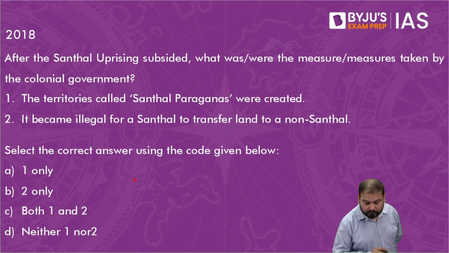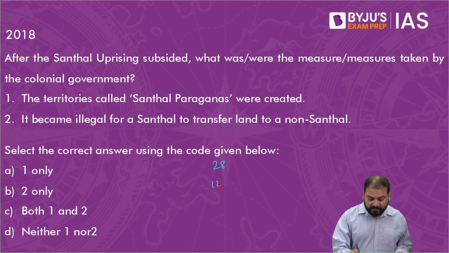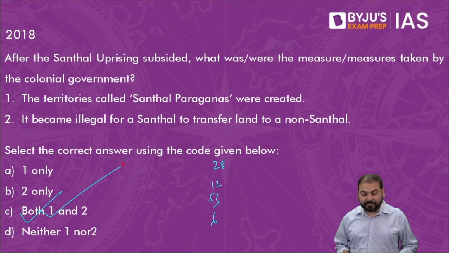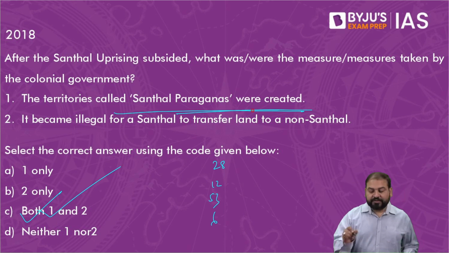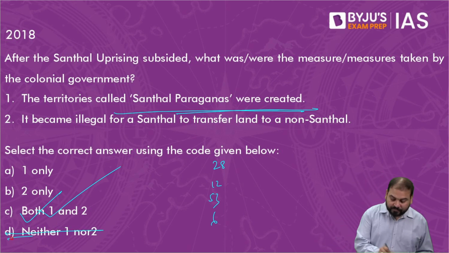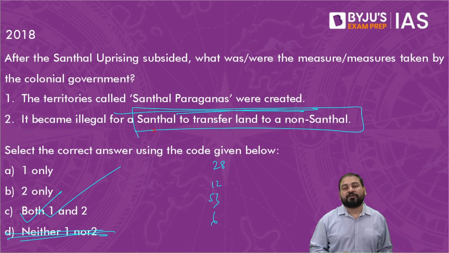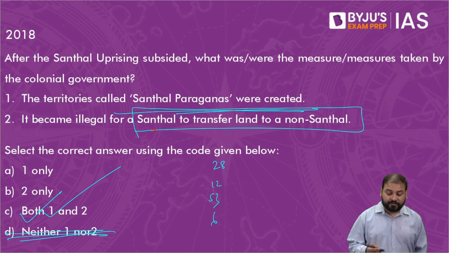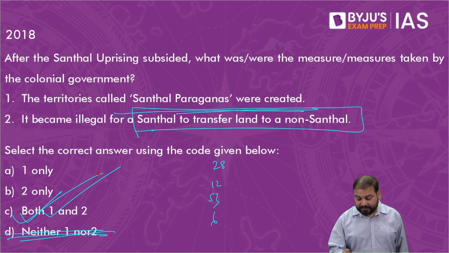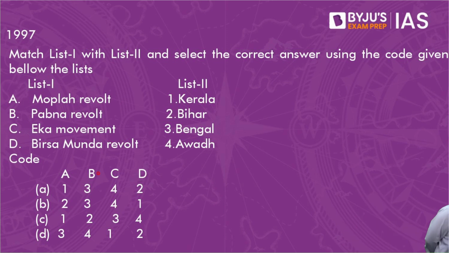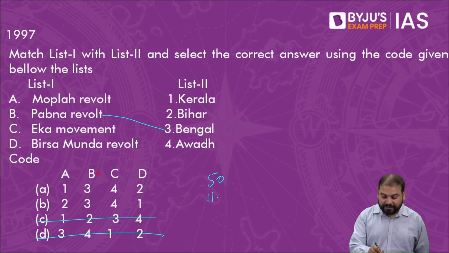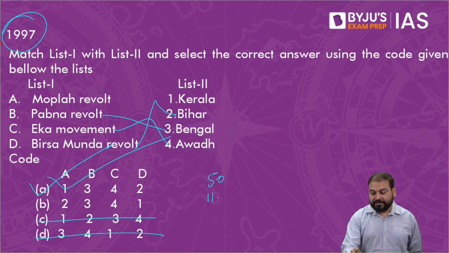2018, 8, 12, 53, 6. C is the answer. Yes, territory was created. We talked about this. This is worst answer. And I told you there, non-tribals cannot buy the land from tribals even today. This is also correct. Both of them were correct. C is the answer. 30. C is 4. Birsa Munda, Bihar. D is 2. Because it's a 1997 question, no Jharkhand in those days.